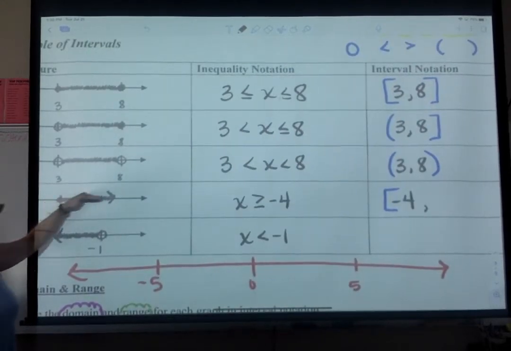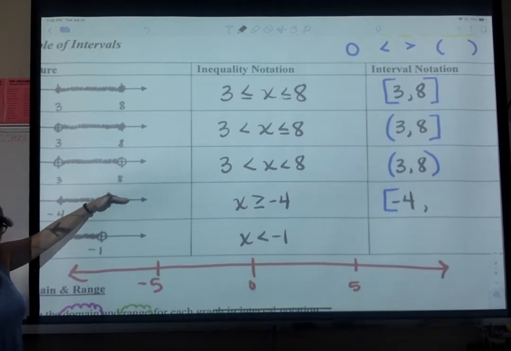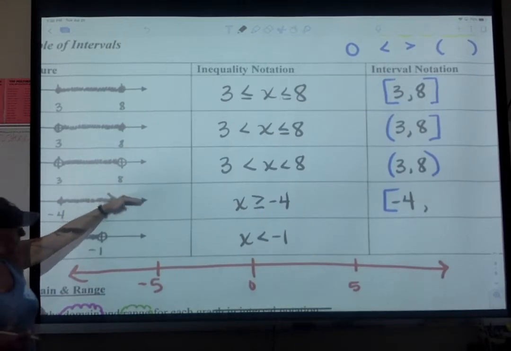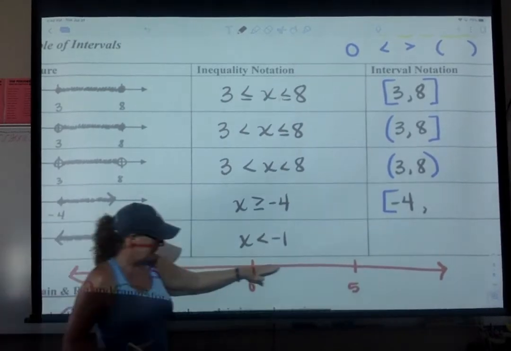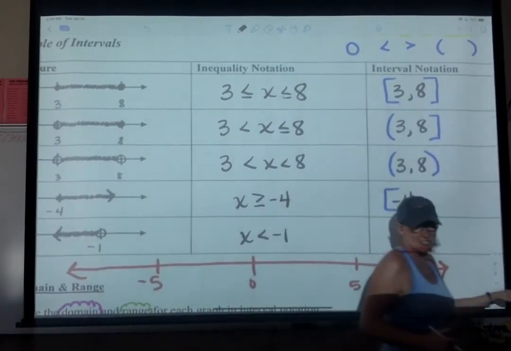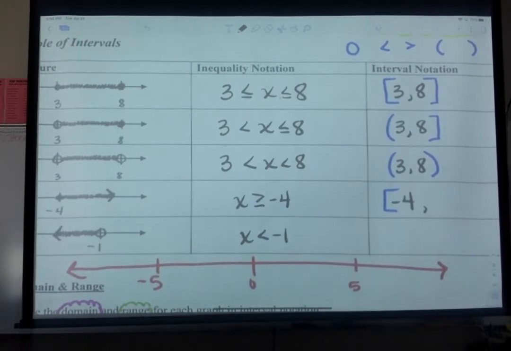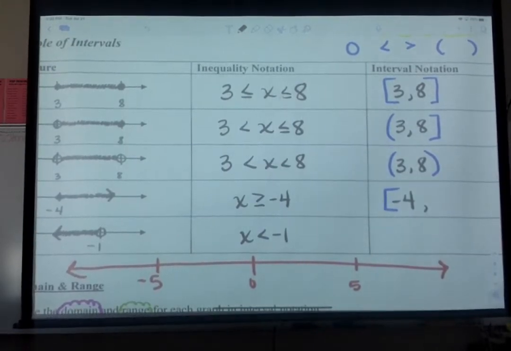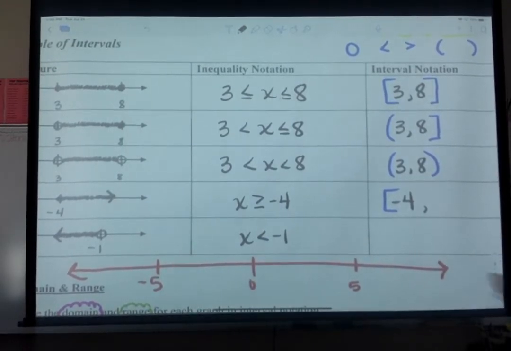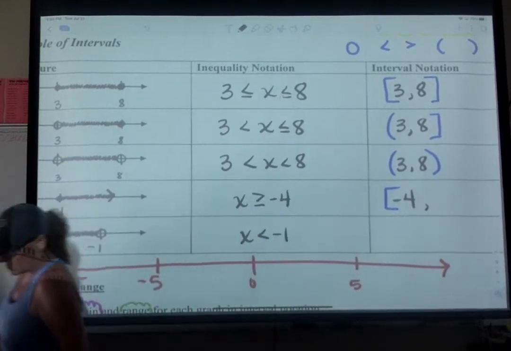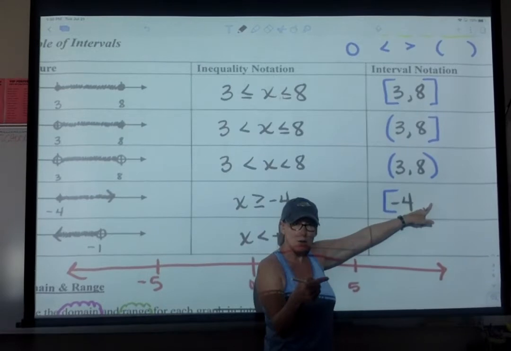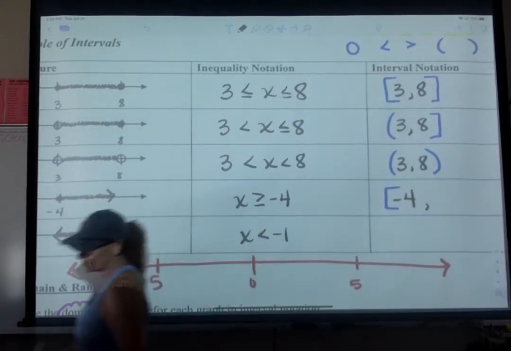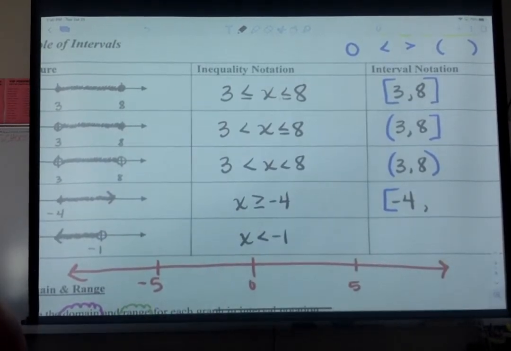Where does the shading stop? Well, it doesn't. It keeps going and going. So its shading starts here, and on my number line, it keeps going and going and going to 5, to 10, to 15, to 20, to 100, 1,000, 10 million, 8 billion, and so on. So you need to tell me how far out it goes. So you're going to tell me it just goes to infinity.